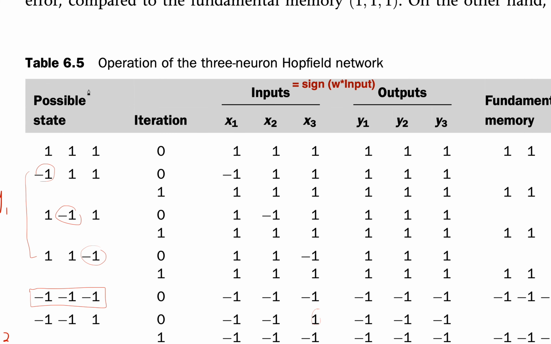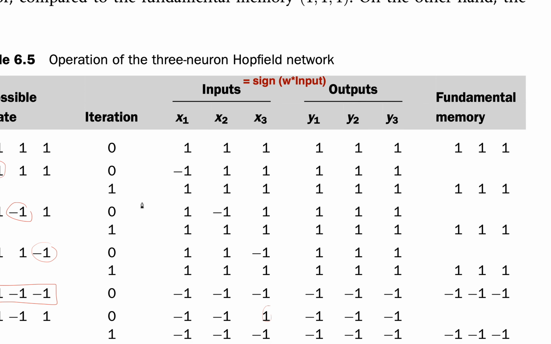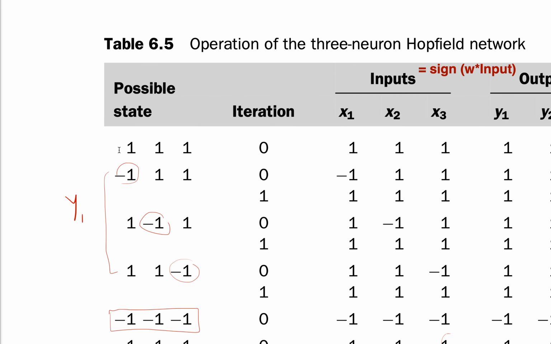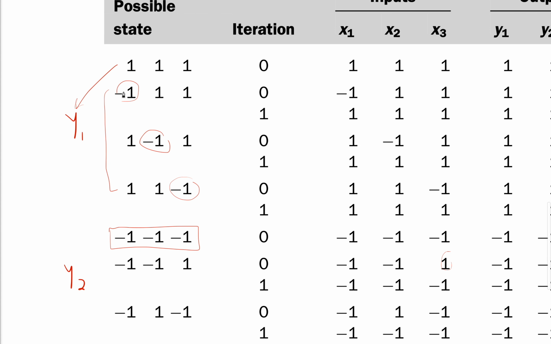So kita ada possible state, kita ada iteration, input, output dengan fundamental memory. Okay, so macam saya cakap tadi, kita kena buat untuk dua-dua stable state. So 1 1 1 adalah stable state for y1. And then these three are the unstable state of y1. Then kita ada dah habis semua possible unstable state, kita settlekan y2 pula. So dekat y2 kita ada negative 1, negative 1, negative 1. Negative 1, negative 1, negative 1 ni adalah stable state untuk y2.